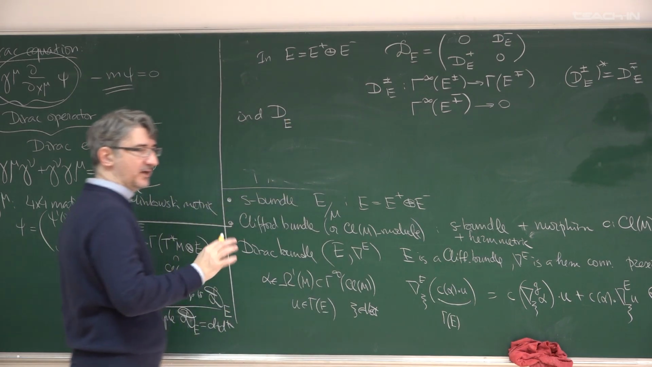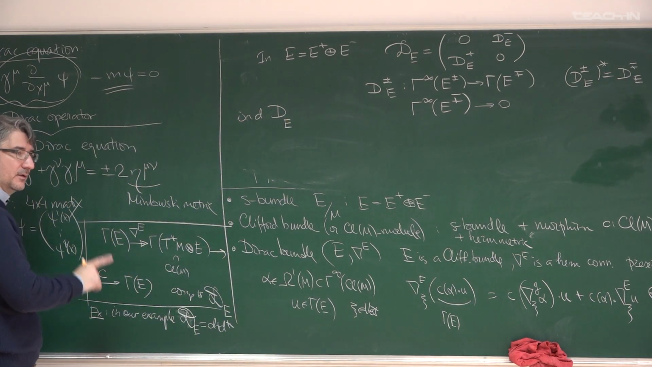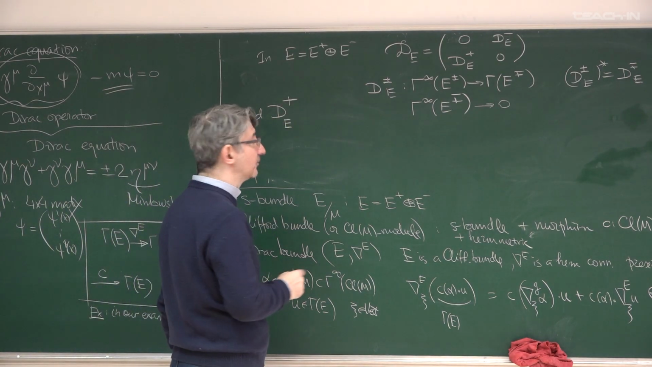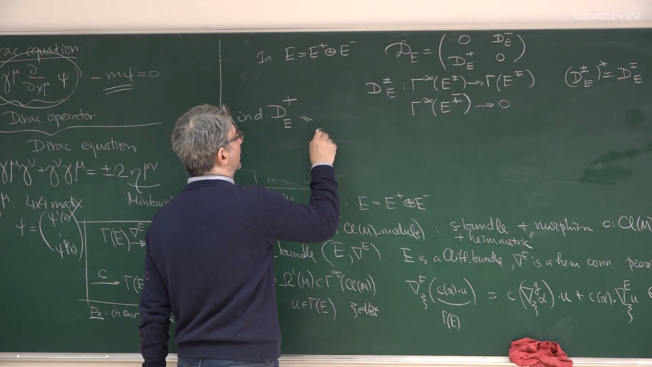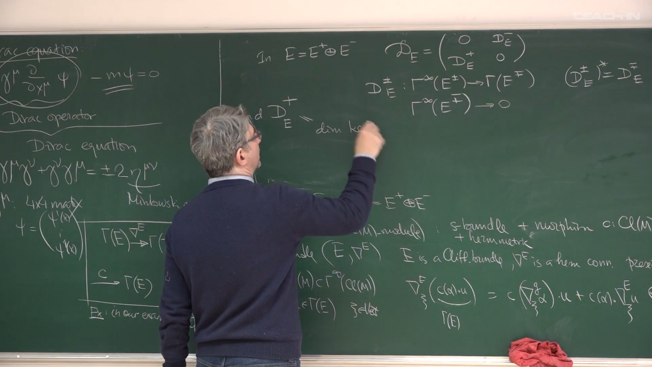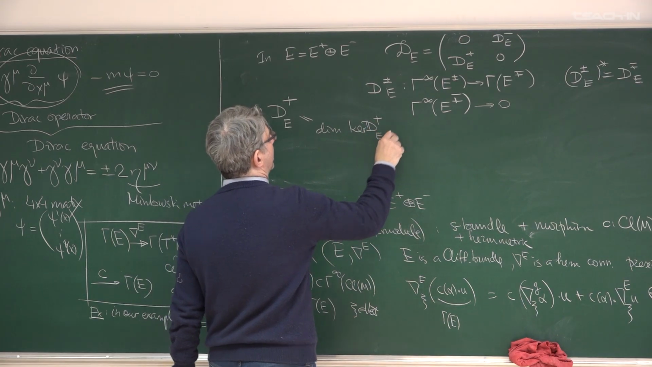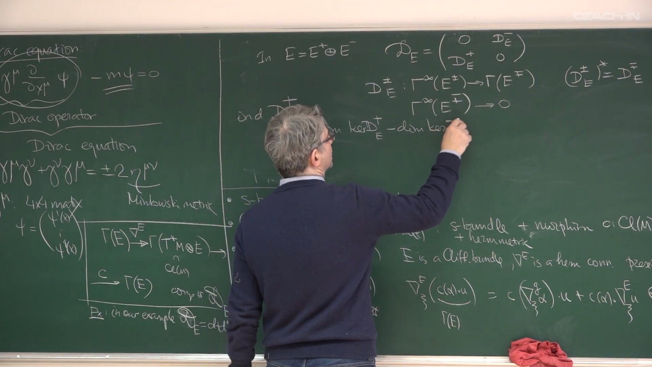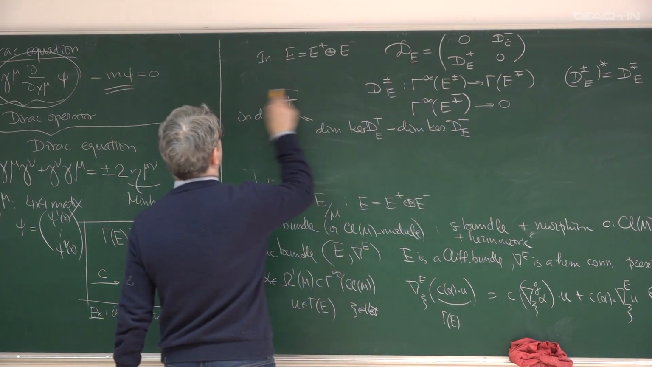So when people talk about the index of a Dirac operator, they mean the following. They take the index of the D plus part, which is the dimension of the kernel of D plus, minus the dimension of the kernel of its adjoint. This is a definition.